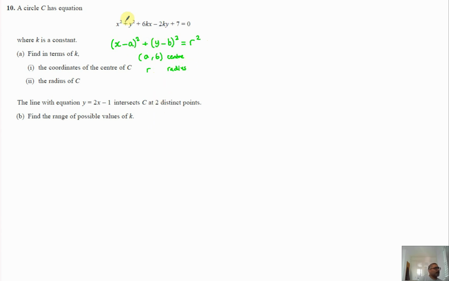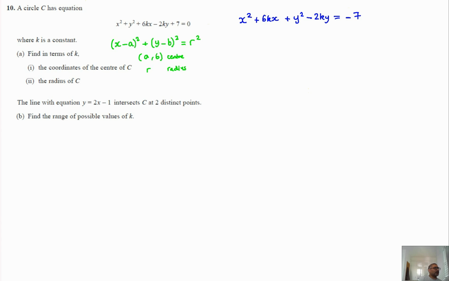So knowing that, I need to somehow convert this into this format. And it's not as difficult as it sounds, just involves a bit of completing the square. So first of all, if you group the x's and the y's together, I'm going to rewrite this equation as x squared plus 6kx plus y squared minus 2ky. And we've got plus 7 on this side, which I'm going to subtract 7 from both sides. That gives us minus 7.